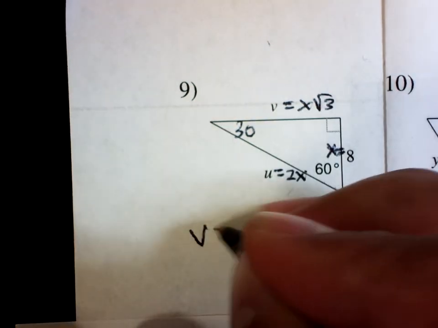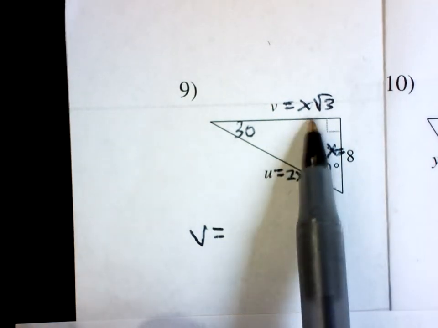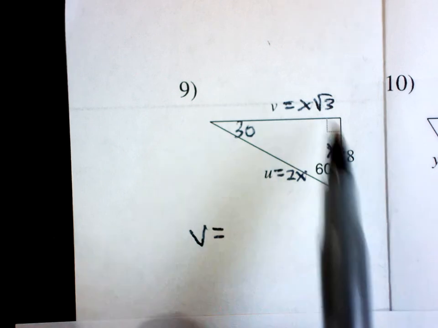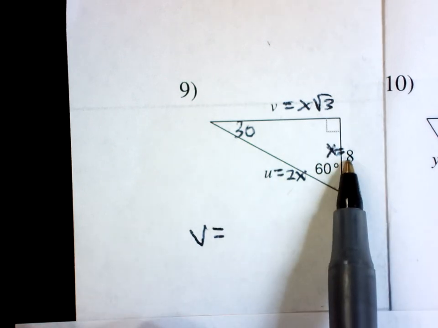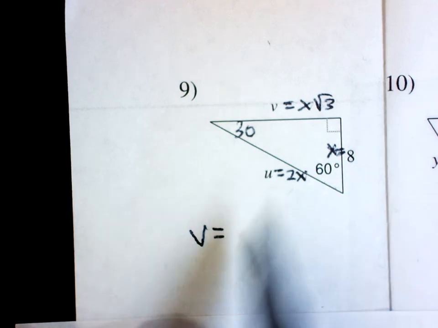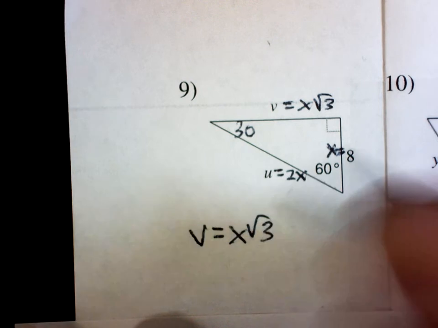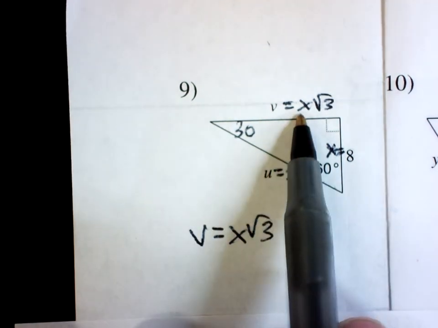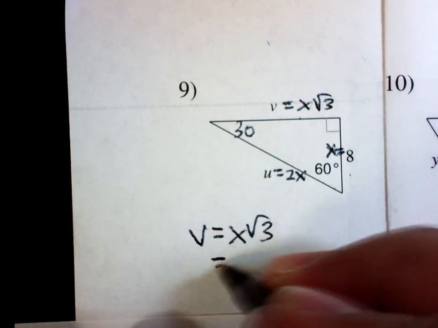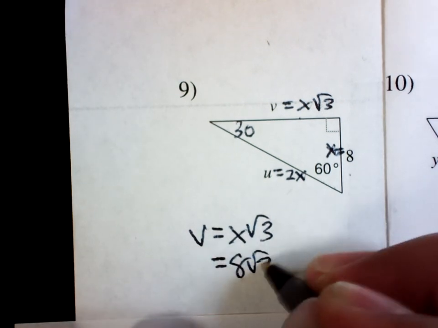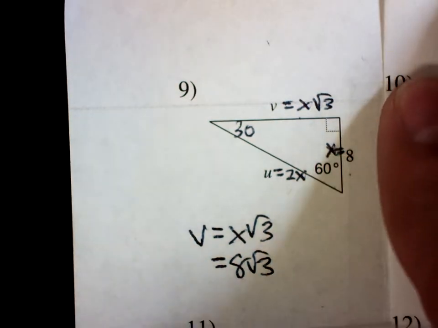Well, what does it tell me v is equal to? It tells me right here, v equals x times root 3. But we already know what x is. This tells us that x equals 8. So instead of putting v equals x root 3, we already knew that from here, but we know from right here that x is equal to 8. So then v has to be equal to 8 root 3. So there's the v.